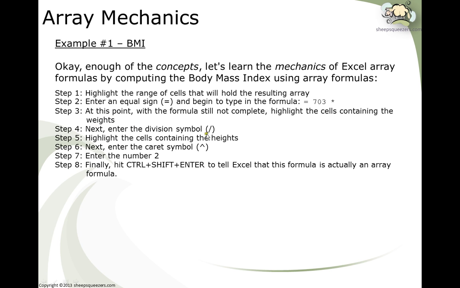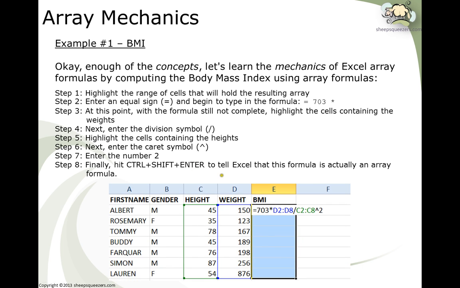Next, enter the division symbol, the slash. Then highlight the cells containing the heights, enter a caret symbol, enter the number 2 for squared, and finally you must hit the Control, Shift, and Enter key combination to tell Excel that the formula is actually an array formula.